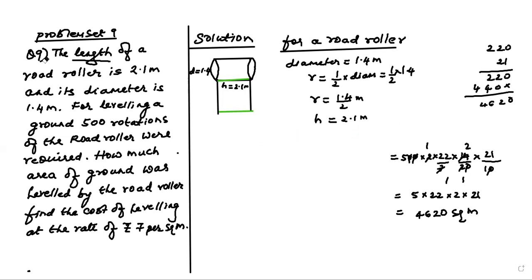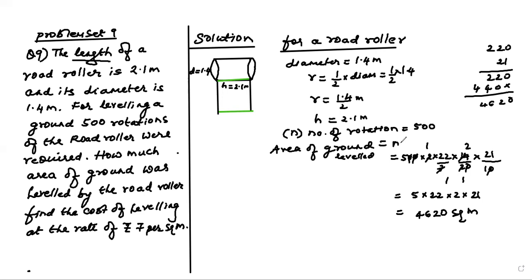And just because the space problem was there. What is the number of rotations, children? N was the number of rotations. Kitna tha beta? 500. Okay. What is the formula for the area of the ground leveled? The formula was N into 2 pi R H. Then you substitute the values, and you get the answer.